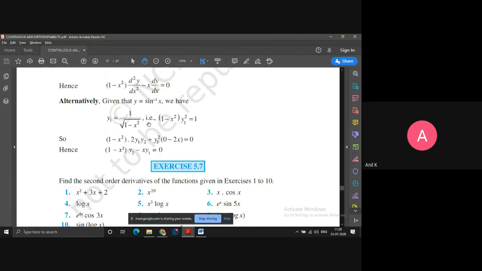Then they differentiated this one again with the UV formula. So if you understand this method, you can try this. Otherwise, you go with our normal method.